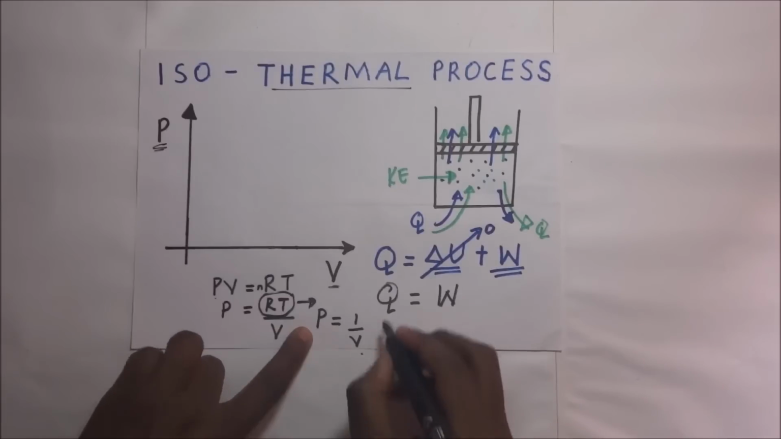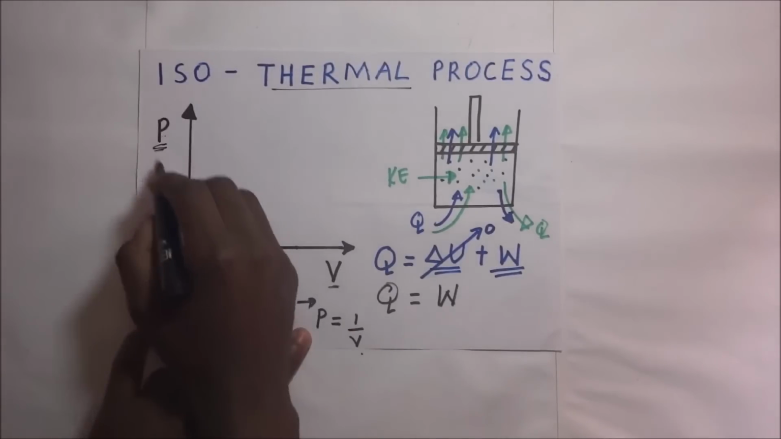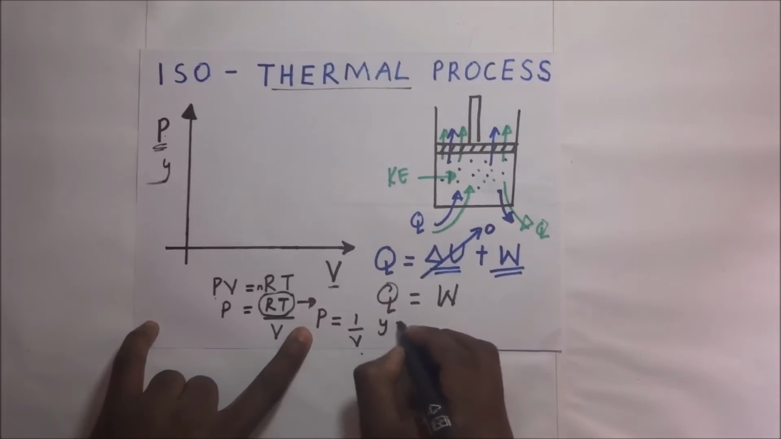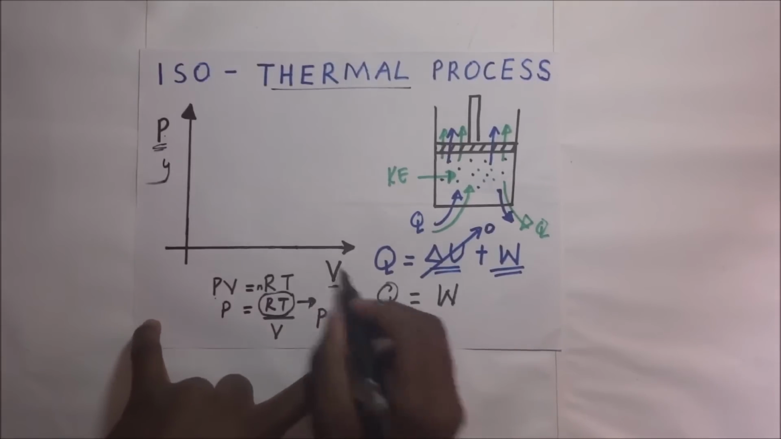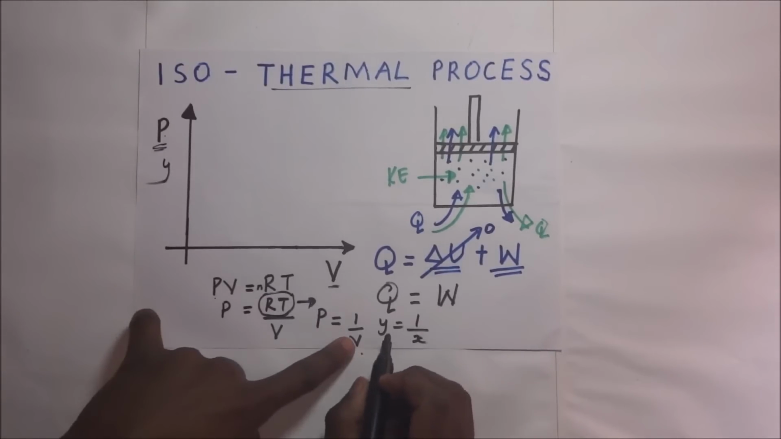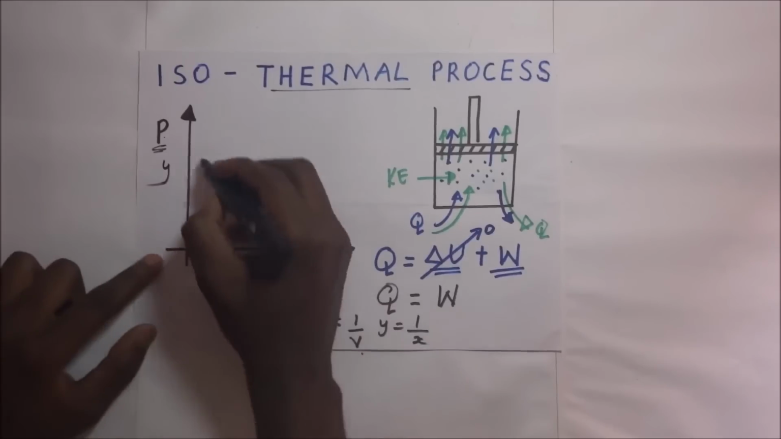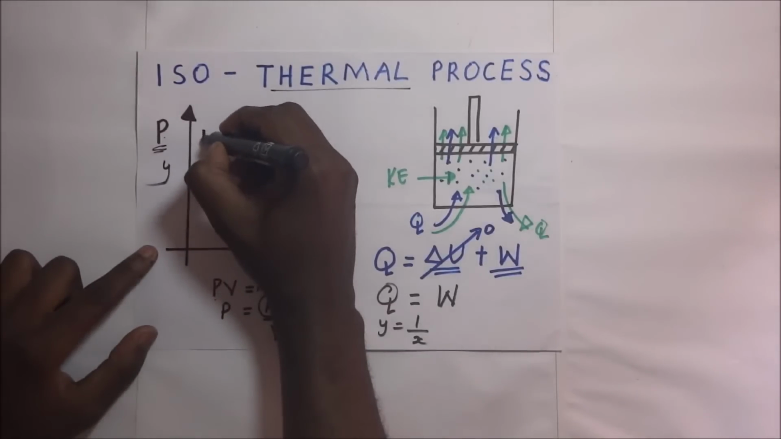It's like drawing a graph of Y, because P is on the Y axis. So Y is equal to 1 over V. V is like X. Now the graph of Y equals 1 over X looks like this.